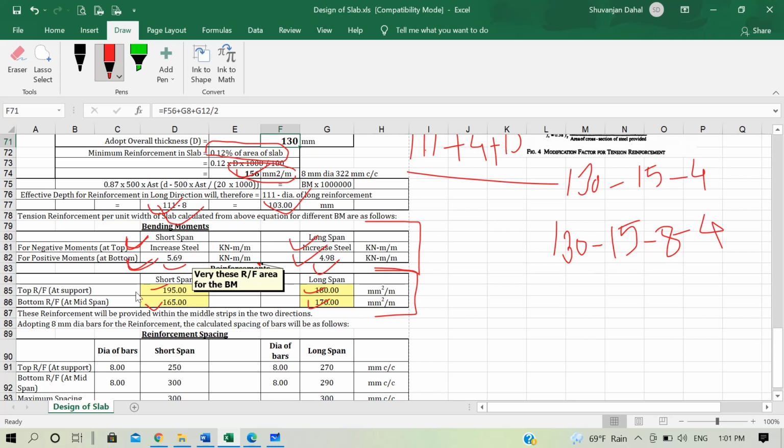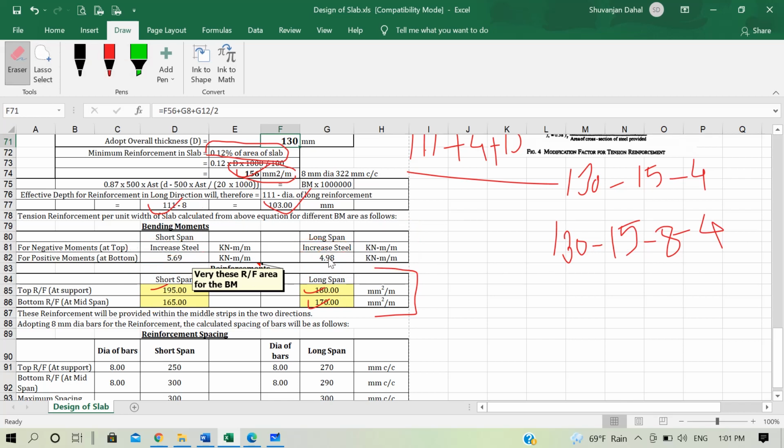But if using this area of reinforcement, our moment capacity comes out to be lesser than those that we got using these bending moment coefficients, then you get this "increase steel" option here.